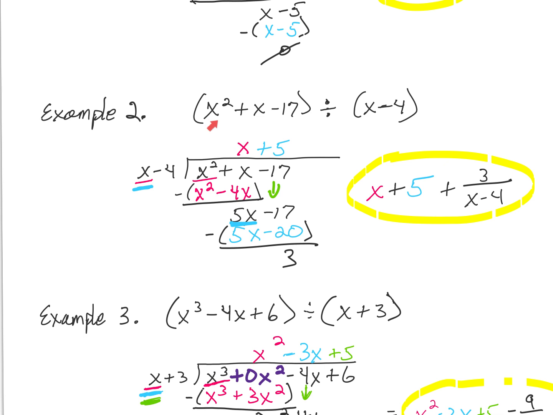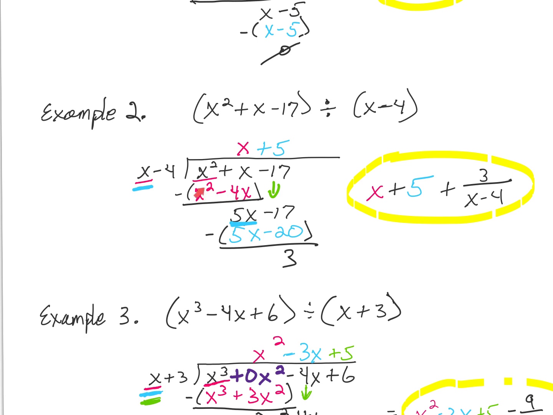So in this one, we have x squared plus x minus 17 divided by x minus 4. So we set it up here, our divisor x minus 4 divided into x squared plus x minus 17. All right, again, we start with our first term, 1x and 1x squared. So 1x squared divided by 1x is 1x to the 1 power. Then we multiply this x by both of these terms. So x times x is x squared. X times negative 4 is negative 4x.